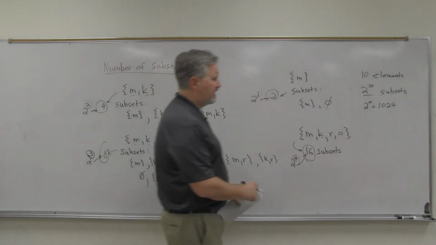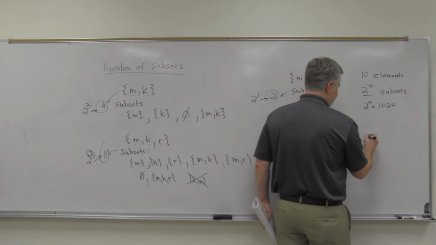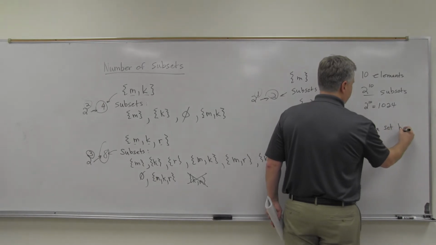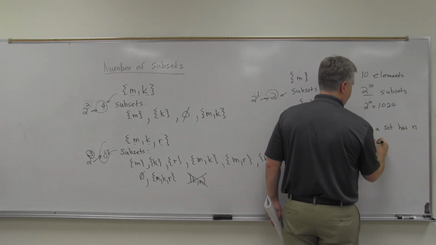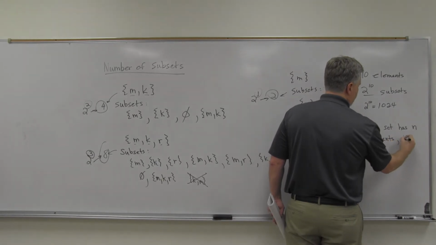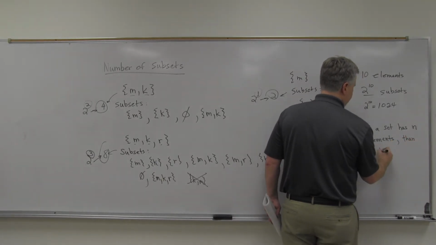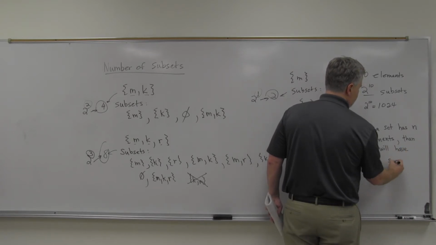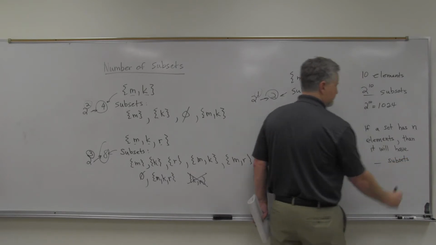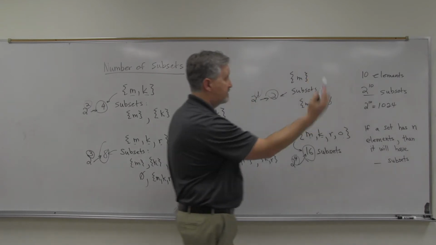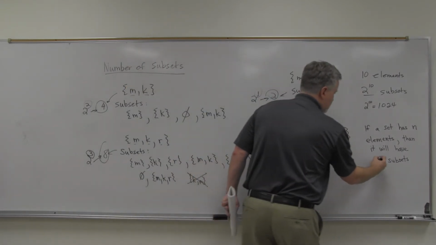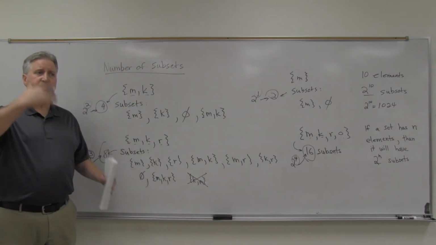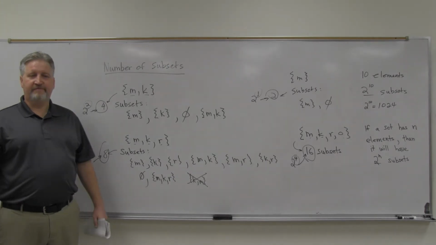So here's a formula or note here. If a set has n elements, then it will have how many subsets? Well, the number of subsets is always a power of 2, so it's 2 to the nth power. However many elements there are, you go 2 to that power, and that's the number of subsets.